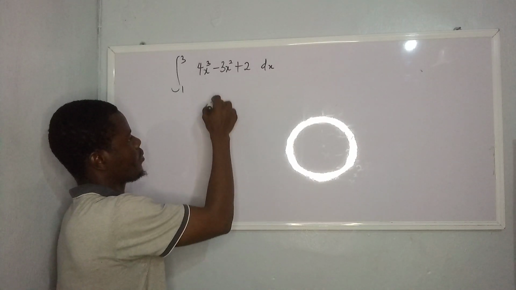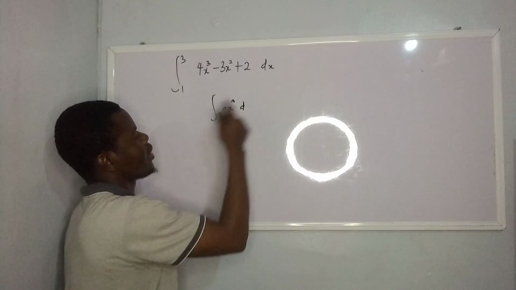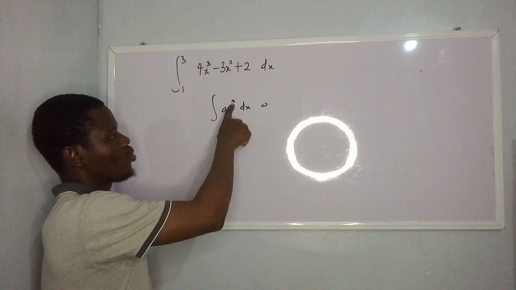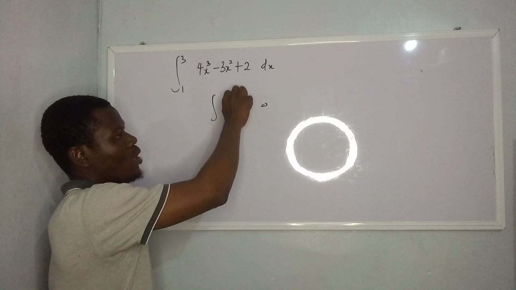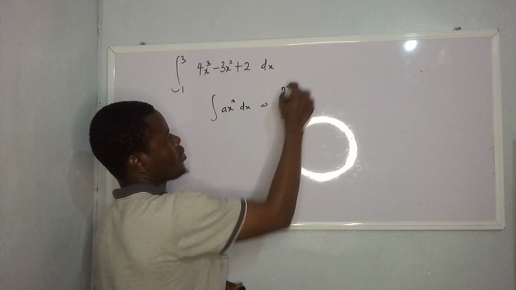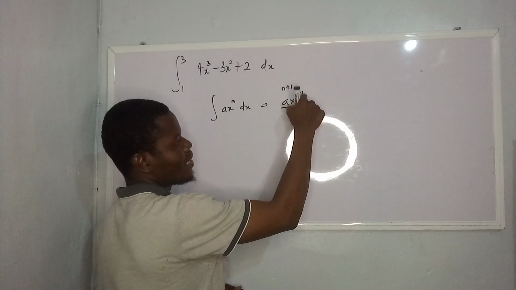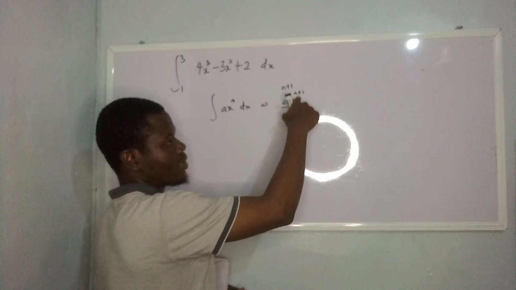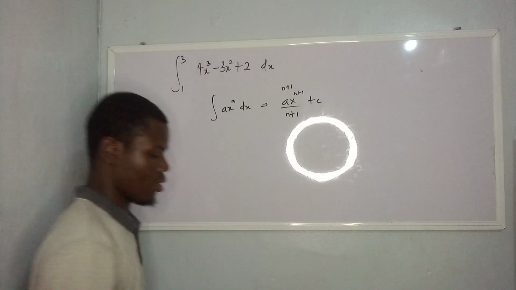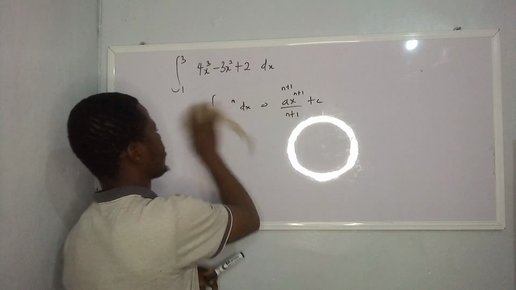Integration normally, how do we integrate? If we have the integral of ax raised to power n dx, what do you do? You add 1 to the power and divide by the power after adding. So if we add 1 to this, we have n plus 1. In that case, we're going to have ax to the power n plus 1 over this same power n plus 1, plus c. That's going to be our integrated form.